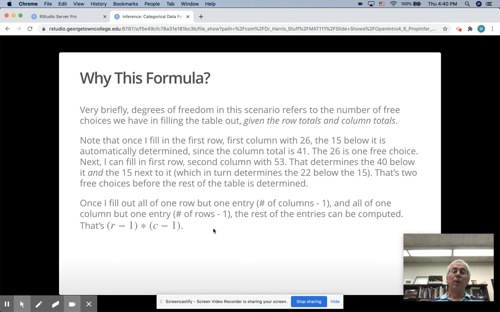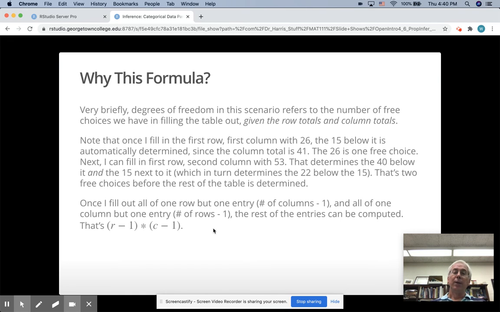But my first column total is 41. So if I tell you that the first row, first column entry is 26, that automatically means that the first column's second row entry is 15, because they have to add up to 41. So the 26 was a free choice, but the 15 was automatically determined. If I move over to the second column now and fill in the first row with a 53, then because I know that there were 93 people who preferred the middle, that automatically determines the 40 below it. So the 53 was a second free choice, but it also determines the 15 next to it, because I know that there were 94 females altogether.